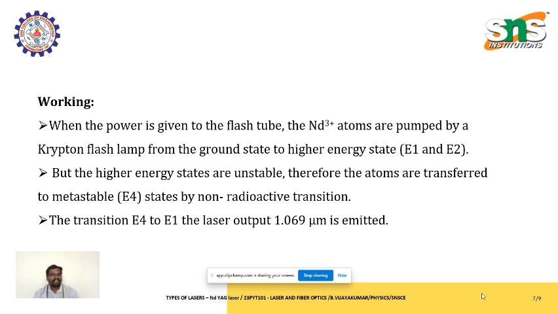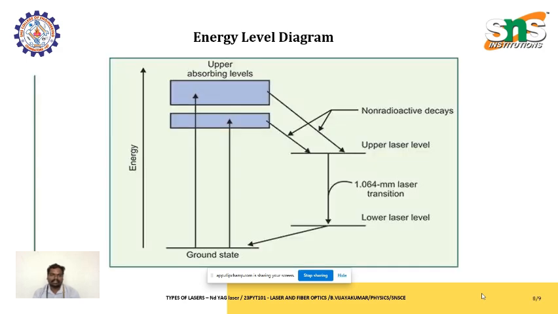Now the working of the Nd-YAG laser: when power is given to the flash tube, the Nd3+ atoms are pumped by the krypton flash lamp from the ground state E1 to the higher energy states. But the higher energy states are unstable, therefore the atoms are transferred to the metastable E4 state by non-radiative transitions. In the transition from E4 to E1, the laser output of 1.064 micrometer is emitted.